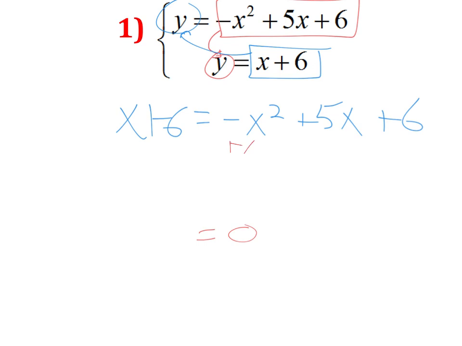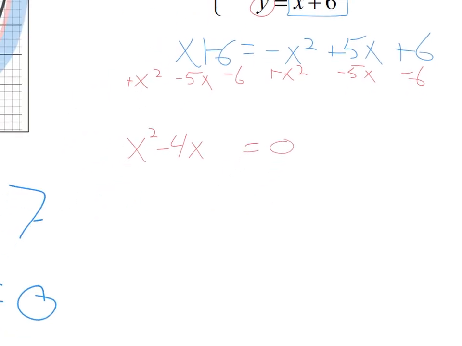So I need to add x squared. There's no x squared for it to add with, so it's just going to be 1x squared over here. I need to subtract 5x, so that would be a negative 4x. I need to subtract 6. Well, that's just a 0, so it's gone. I don't need to write it. All right, so now I've got x squared minus 4x equals 0.